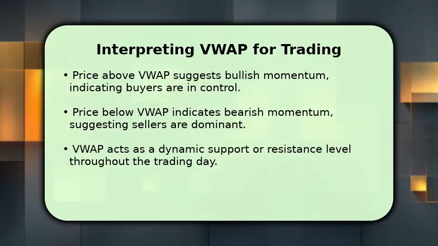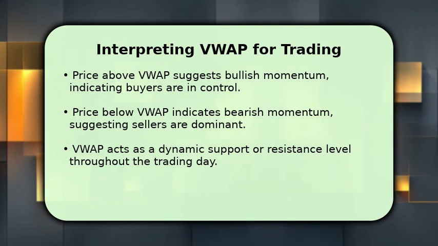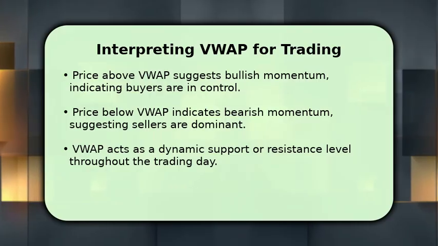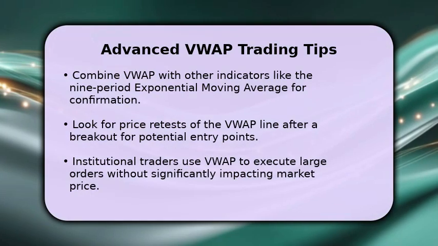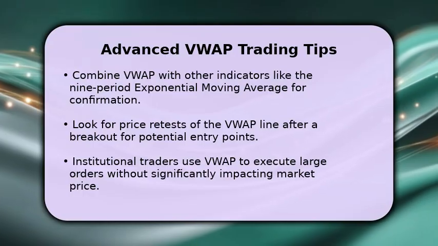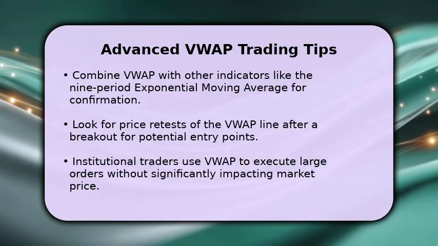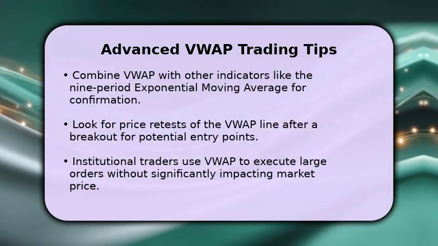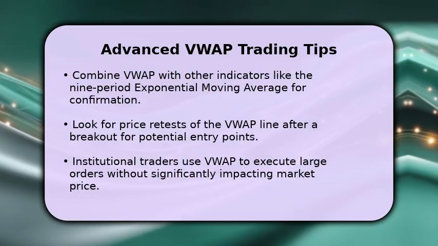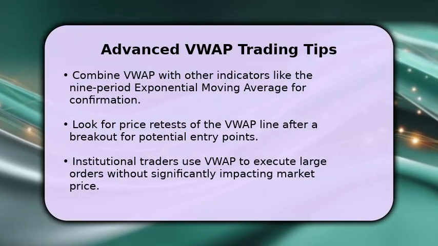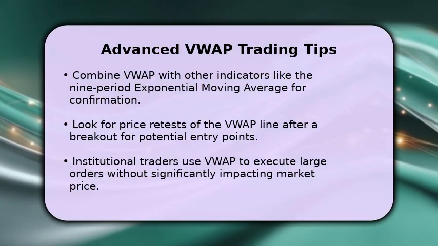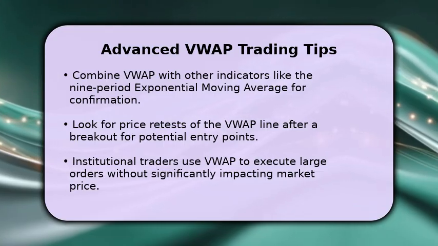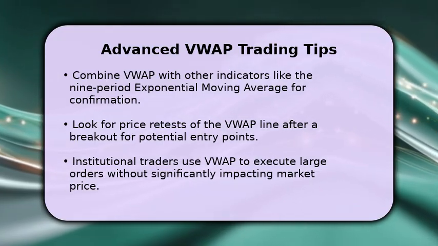A price crossing above or below VWAP can signal a potential shift in market sentiment, offering valuable insights for your trades. For more advanced strategies, consider combining VWAP with other indicators. For instance, the 9-period exponential moving average, or EMA, crossing over or under VWAP can signal short-term momentum shifts. After a price breakout, always look for a retest of the VWAP line. This often provides a good entry or exit point.